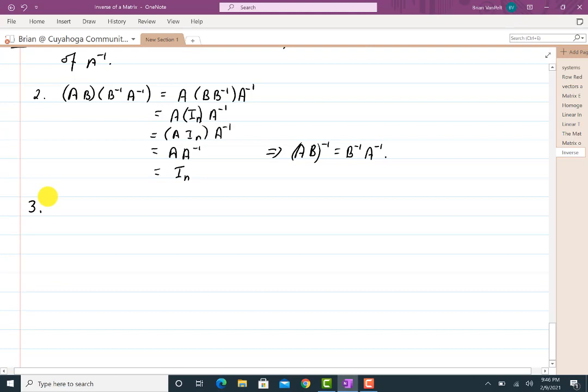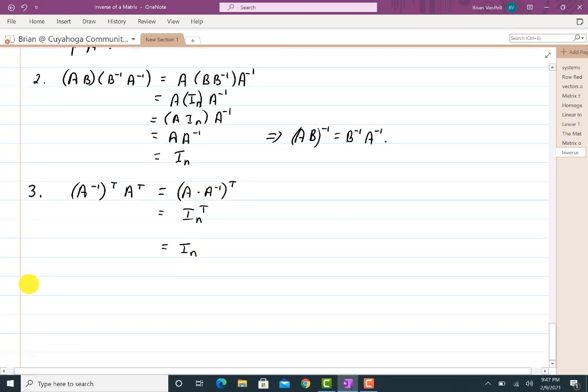And then finally, for the third one, let's take a look at A inverse transpose and multiply it by A transpose. Well, according to what we've done in the past, I can reverse the order, A times A inverse under a single transpose, but A A inverse is the identity matrix. And of course, when you take the transpose of the identity matrix, the ones on the main diagonal do not move. Of course, there will still be zeros everywhere else. So that takes care of the third property.